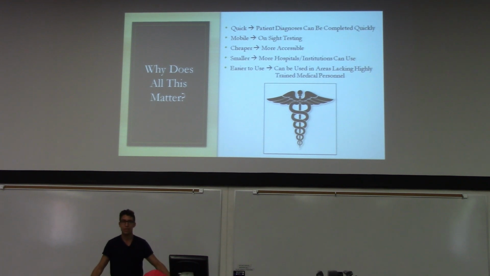Okay, so why does all this matter? One, it's quick, which allows for quicker patient diagnosis. Two, it's mobile, which would allow for on-site testing. For instance, if you're not necessarily in a hospital setting, you're out in the field. Not only can this be applied to the medical field, it can be applied to, say, water testing as well, to check for bacteria. It's also cheaper, obviously. I printed that in the library for about $5, which is great. That's a lot less than the $5,000 to $10,000 for the conventional capillary electrophoresis machines.